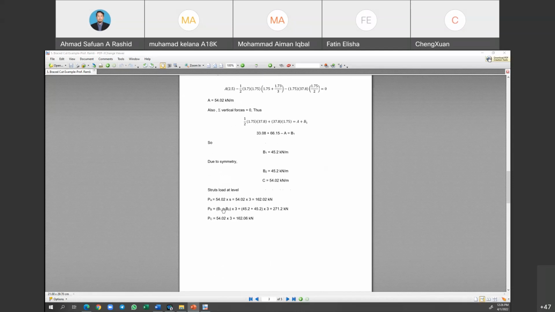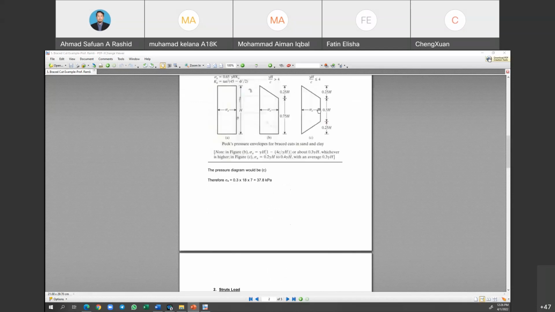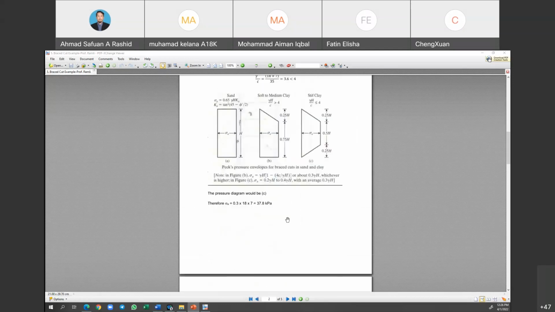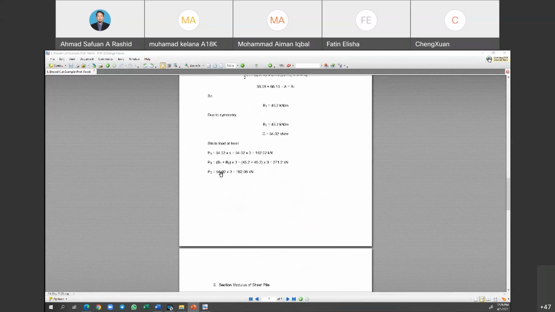Then for the strut at PA, the value is equal to 162.02, while PB has a very high value due to the maximum of the delta A, which is 37.8 and occurs at strut B. Then PC is similar to PA, which is equal to 162.06.